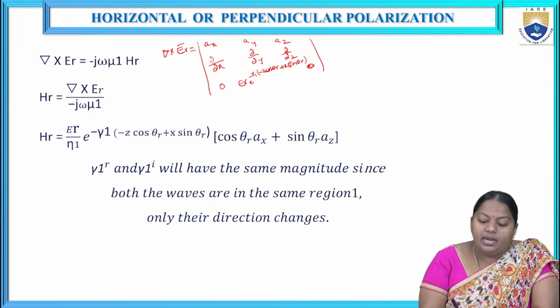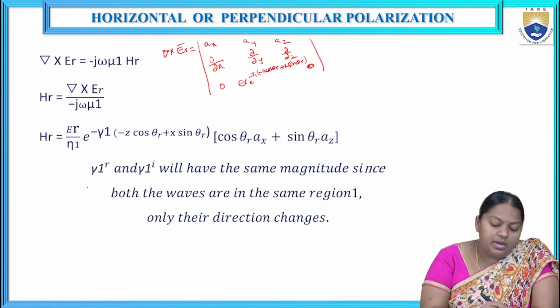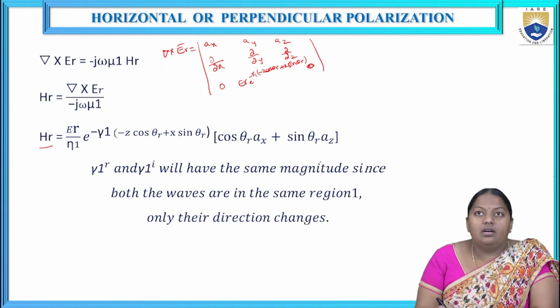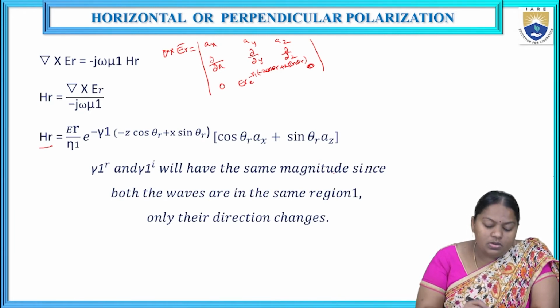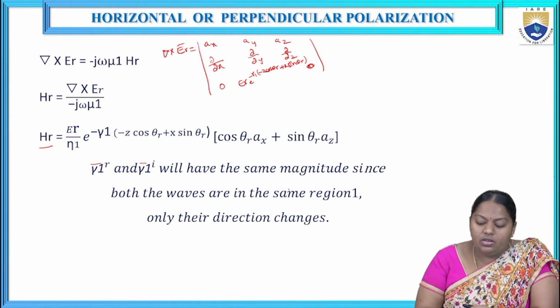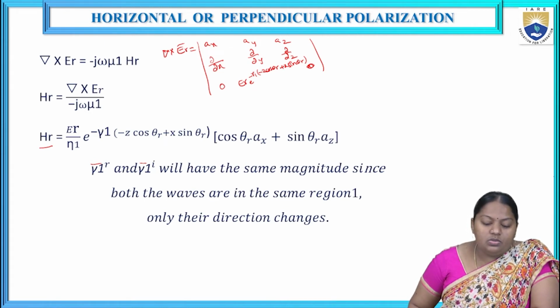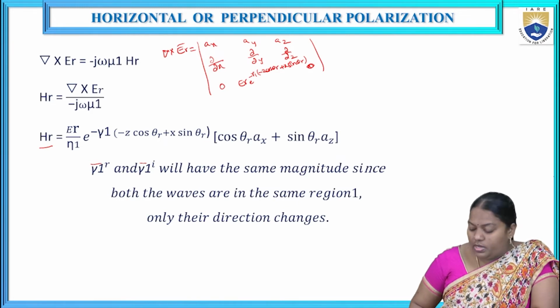Right? So if we evaluate this upon expansion and after simplification, we will get the value for HR as ER by eta 1 e power minus gamma 1 into minus z cos theta R plus x sin theta R into cos theta R ax plus sin theta R az. Okay. So here gamma 1 for the reflected and gamma 1 for the incident will have the same magnitude, since both waves are in medium 1, and the directions in which they are propagating change, meaning opposite to each other. Okay. So from this, ER and HR are evaluated.